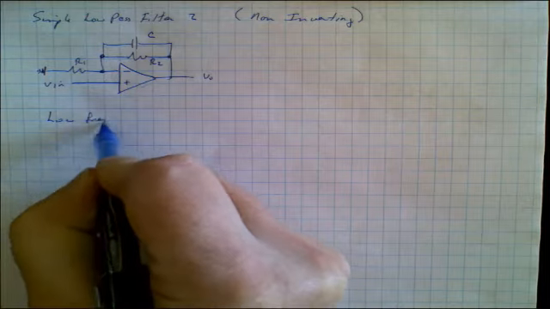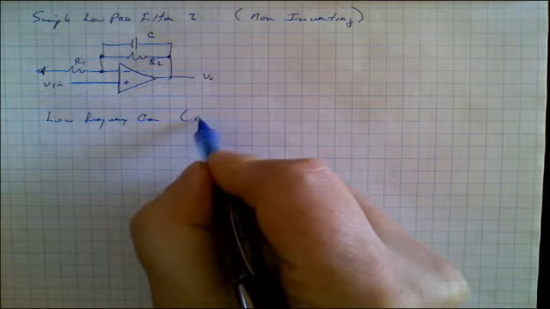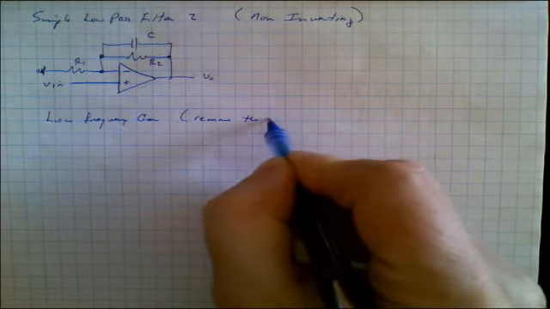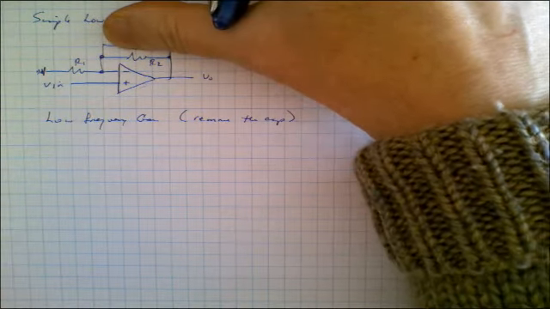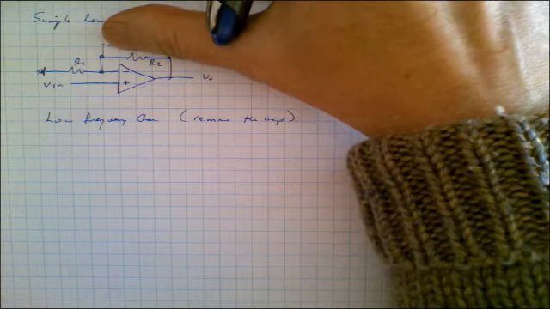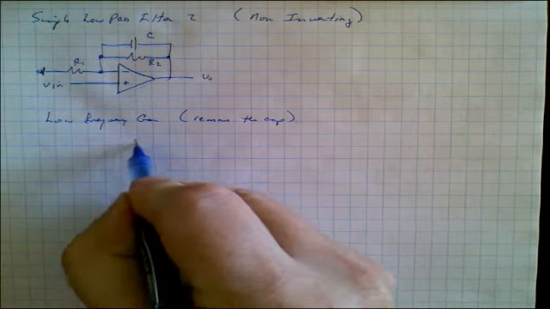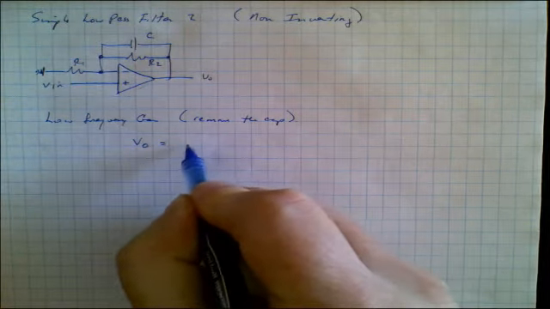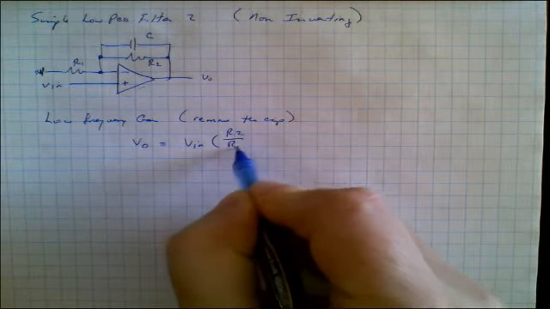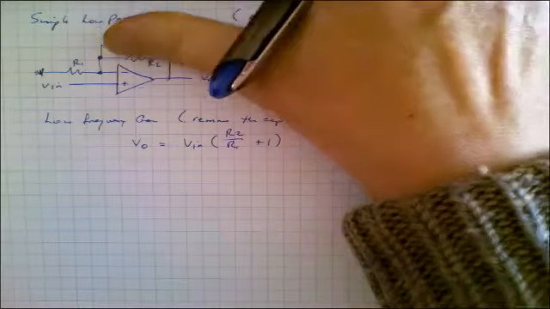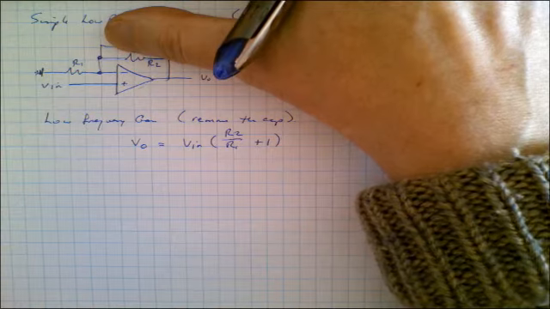Low frequency gain. And what we do is we remove the capacitor. Now, if we remove that capacitor, the gain of this circuit, hopefully you remember the basic characteristics of non-inverting amplifiers. The gain of this circuit would be VO is equal to Vn times R2 over R1 plus 1. So that's going to be the low frequency gain with no capacitor there.